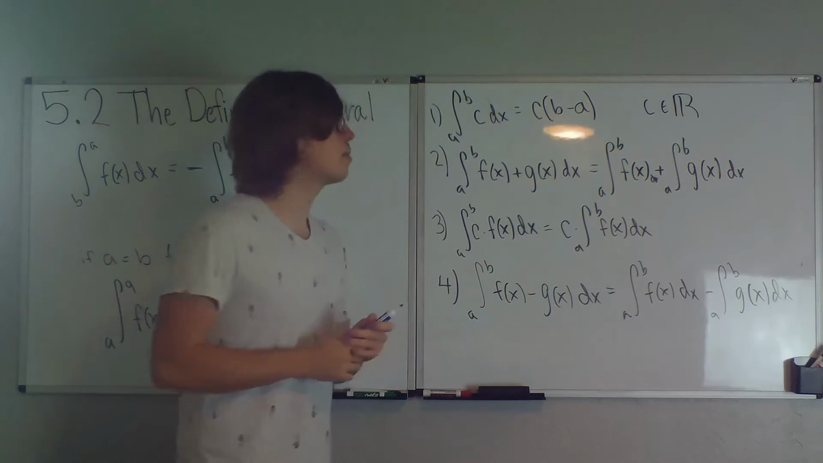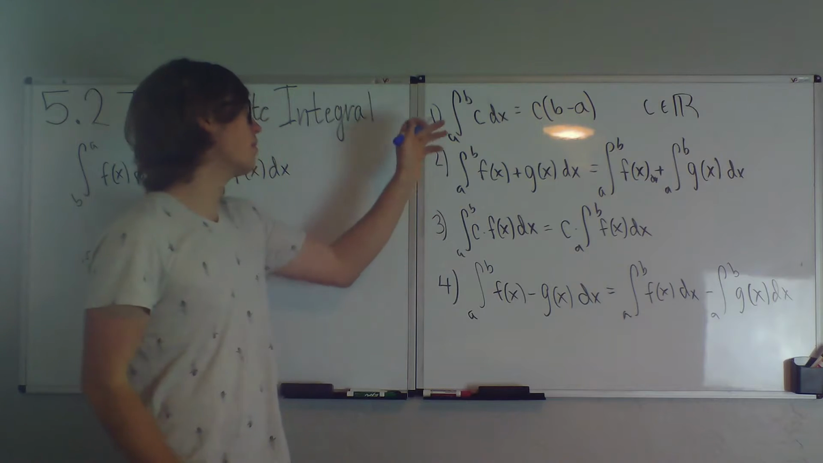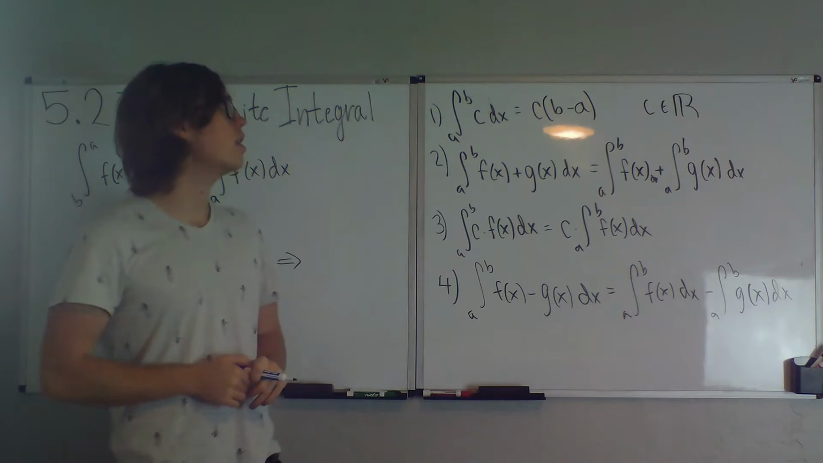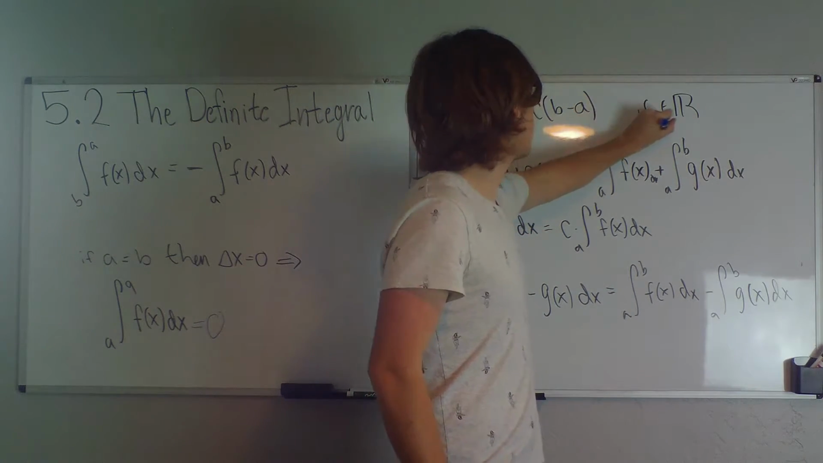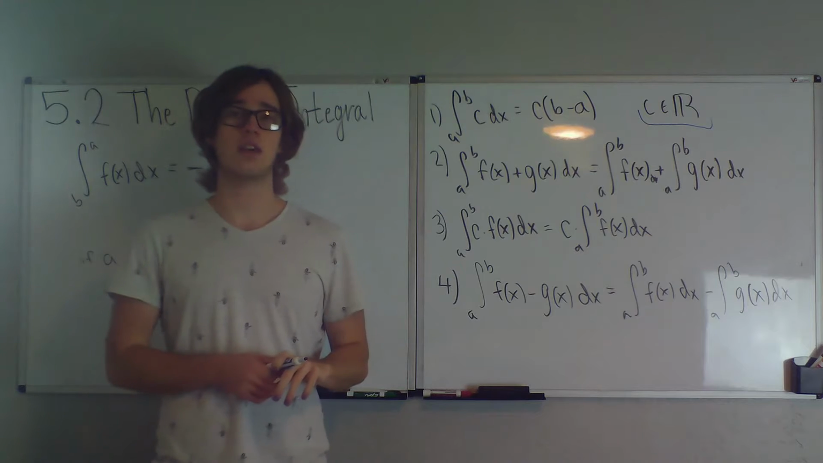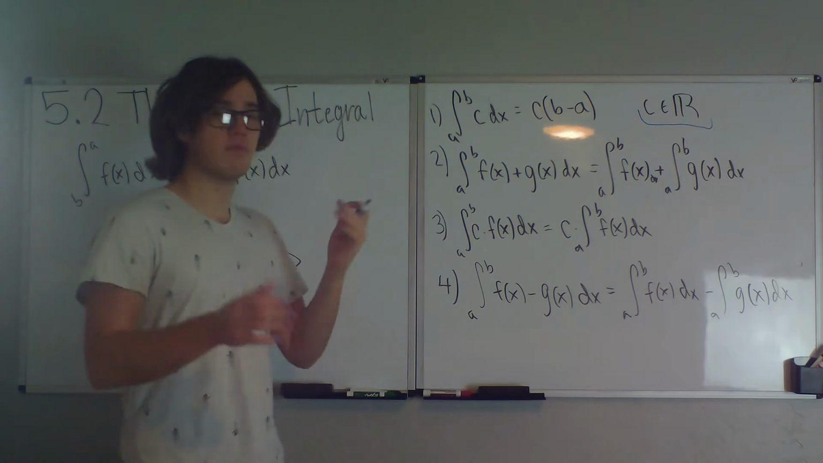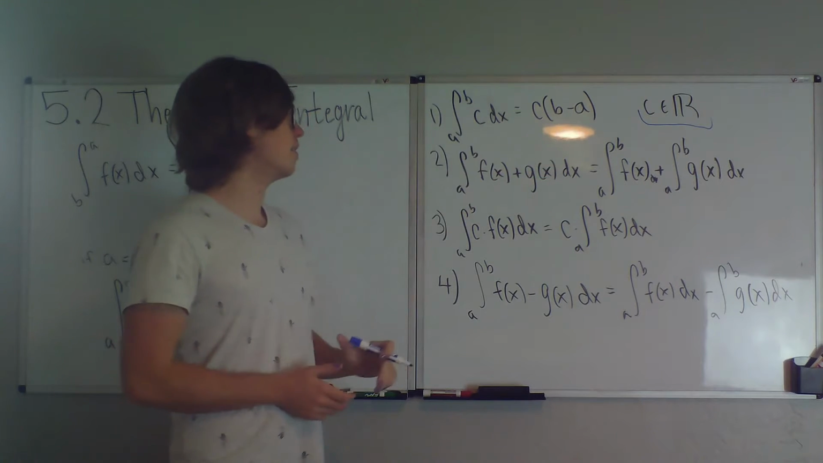And now we are on to some other ones, and these are consistent with our summation laws. We have the integral from a to b of c dx. What is c? C is just a constant. For our purposes, it's just going to be a constant in R, but it also could be a constant in the complex numbers as well. But for this class, it's always going to be in R. And this is equal to c times (b minus a).